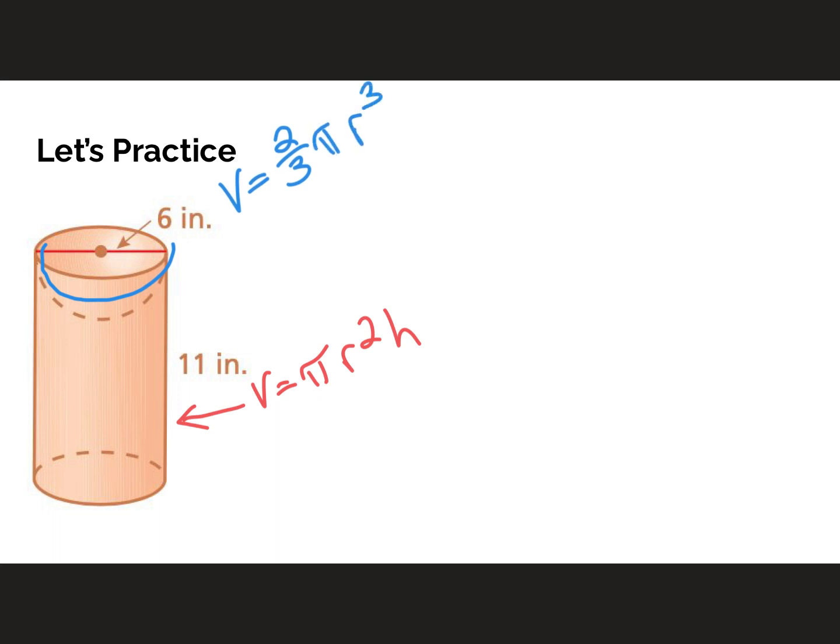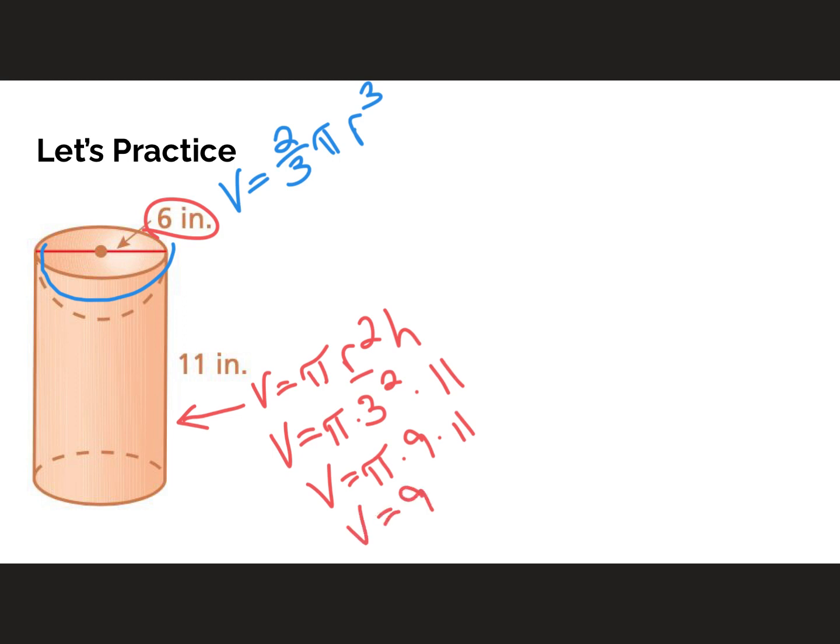Okay, so let's do our two different ones. So here our diameter is 6, so our radius is 3. So our volume is pi times 3 squared times 11, which is our height. So 3 squared is 9, times 11. That gives us a volume of 99 pi.